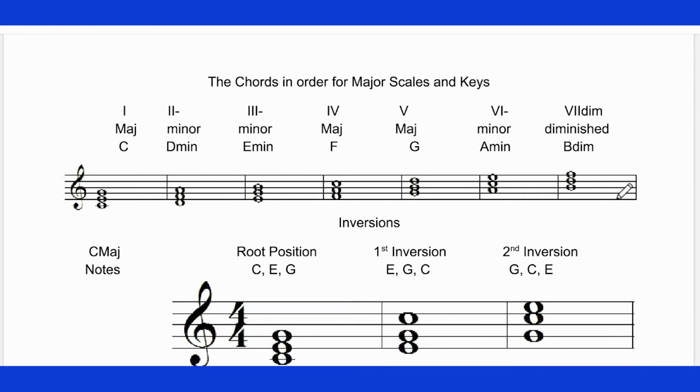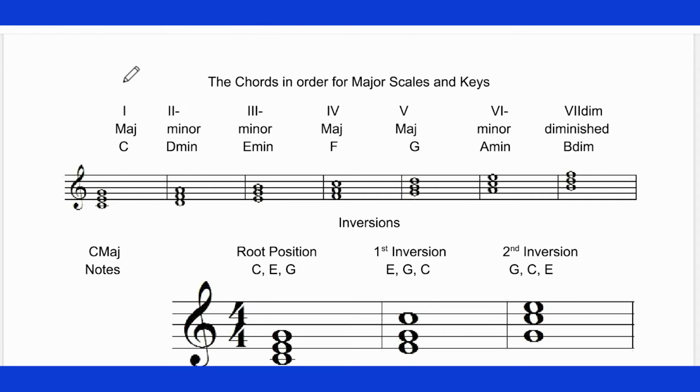For every major scale, you have the same order of chords. They often use these as Roman numerals. So your 1 chord is going to be major. In the case of C, it will be C major. Your 2 chord will be minor. In the case of the key of C, it'll be D minor. Your 3rd one was minor, 4th one is major, 5th one is major, 6th one is minor, and the 7th one is diminished.